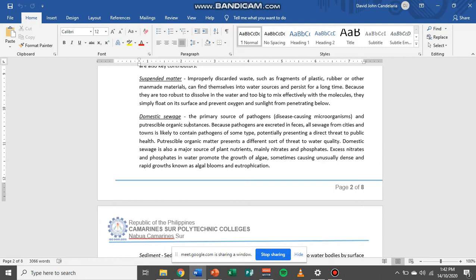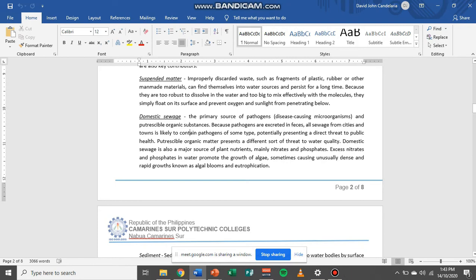So kahit water molecules pa din siya, treated water na siya, hindi na siya safe for drinking, for consumption. Pero pwede siyang gamitin for bathing, for recreation, for washing, so for cleaning. Ito yung uses ng treated water. So yeah.